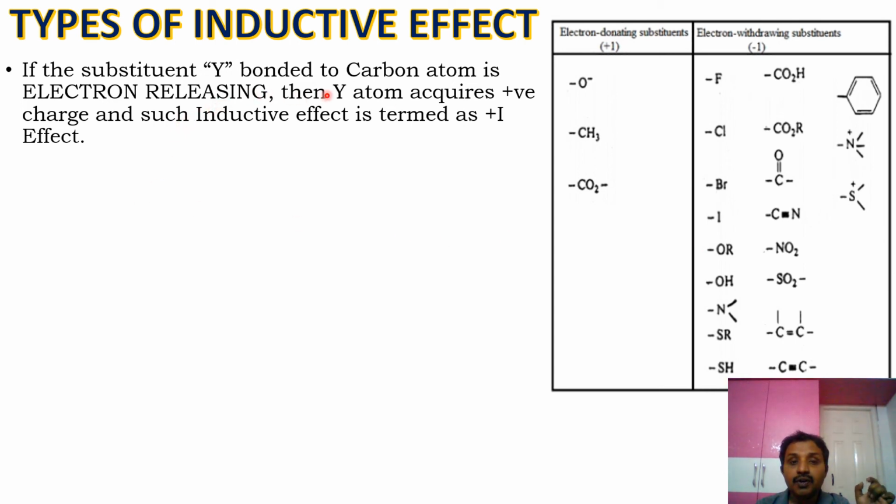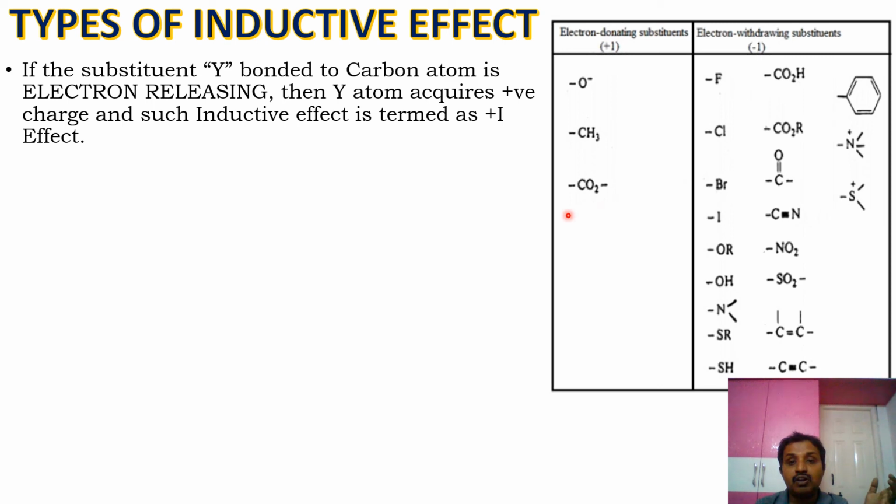If the substituent Y on the carbon atom is electron donating, that is electron releasing, then the Y atom acquires a positive charge, because as it donates or releases the electron density, it loses electron density, so it acquires a positive charge. Such an inductive effect is termed the positive inductive effect, and the examples are O- and CH3.